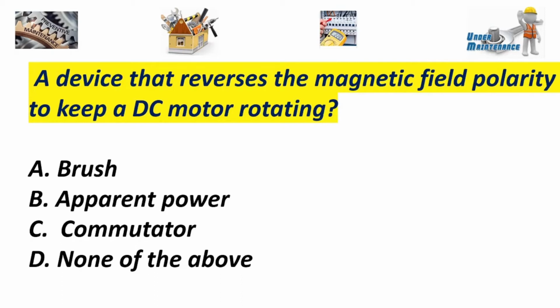Device that reverses the magnetic field polarity to keep a DC motor rotating. A. Brass. B. Apparent power. C. Commutator. D. None of the above. Answer C. Commutator.